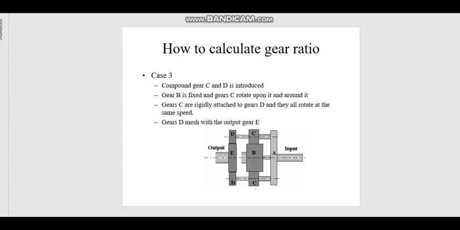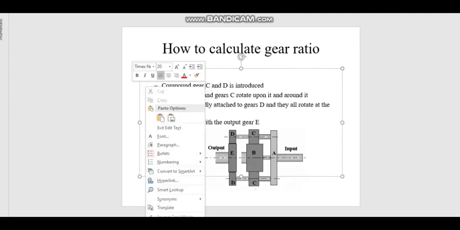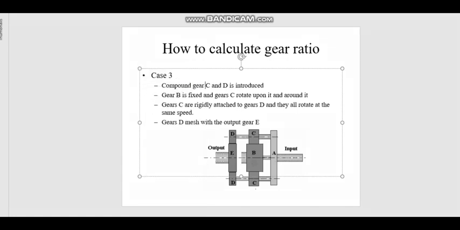Okay, so the third case of the epicyclic gear problem is as such, where a compound gear C and D is introduced. So just now what we had was a series of gear systems connected together. Now we have a compound gear. So compound gear C and D is introduced for this particular example.